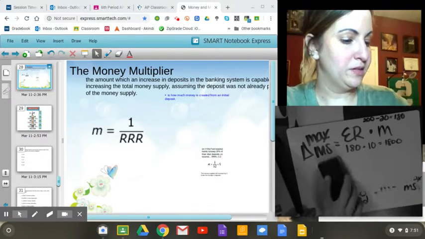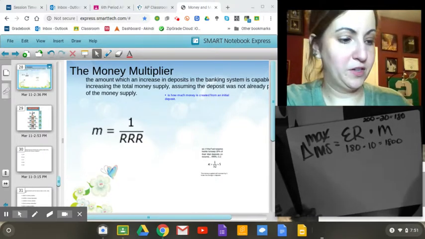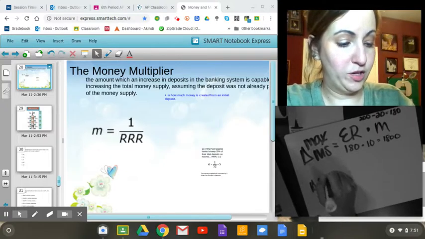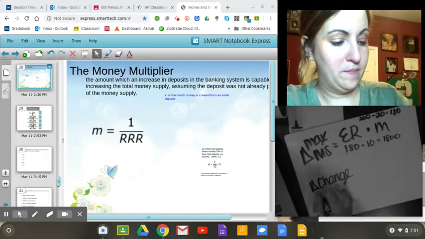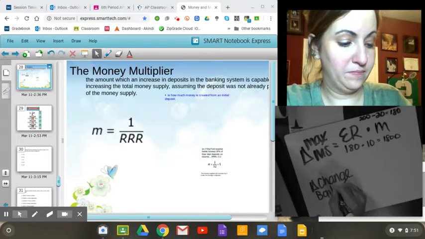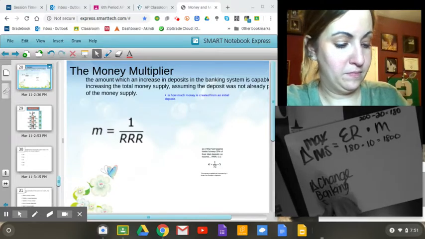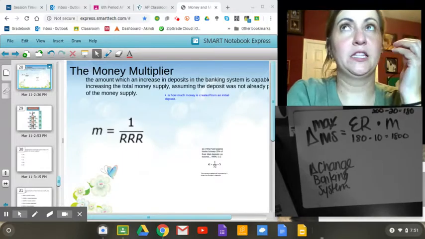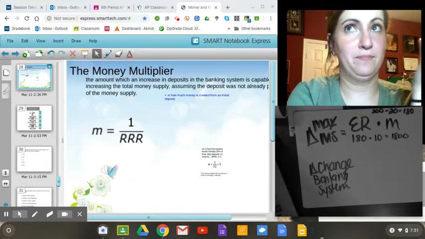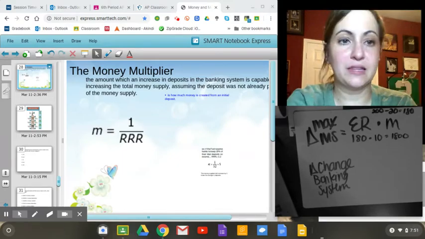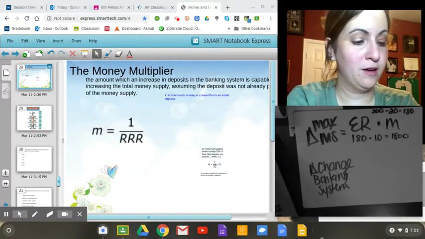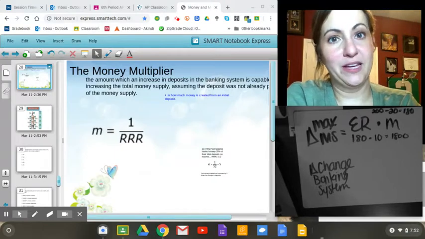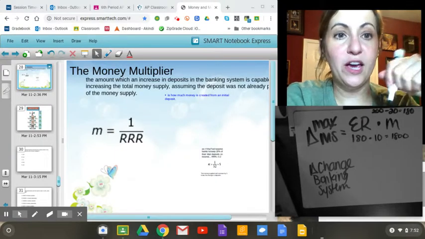The other one is a little bit different. It's max change in the banking system. They might say max change in the bank. They say maximum possible change in banking, something like that, where they mention the bank. Well, what's silly about the bank is it has all the money. It has excess reserves and required reserves.